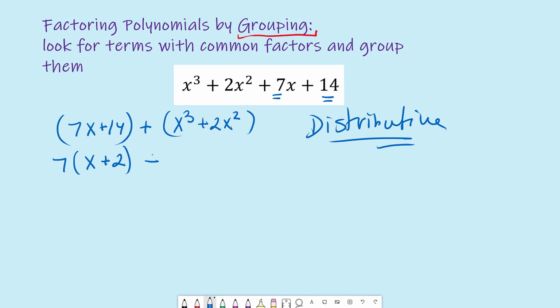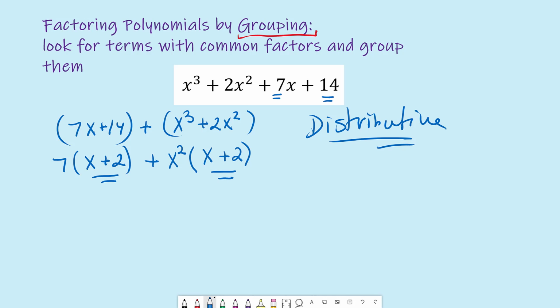What about our second term? Here, again, we have a common factor, which is x squared. In the previous example, we had x. Here we have x squared, right? Because we have x to the power of 3, or x cubed. So we have x here. x times x squared will equal x cubed, plus 2 times x squared.